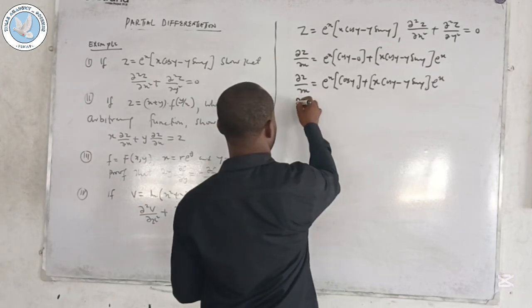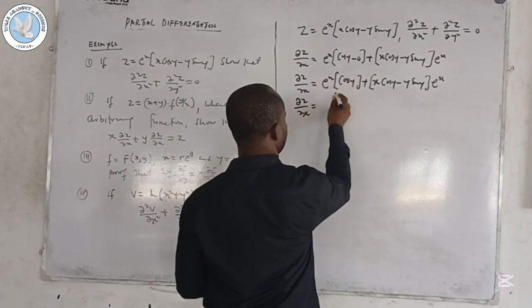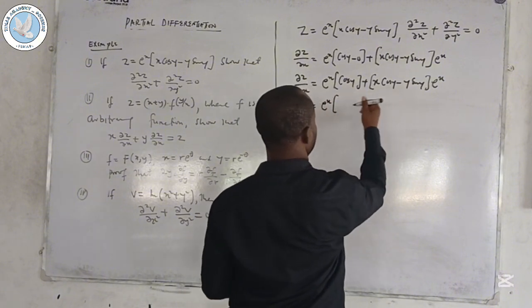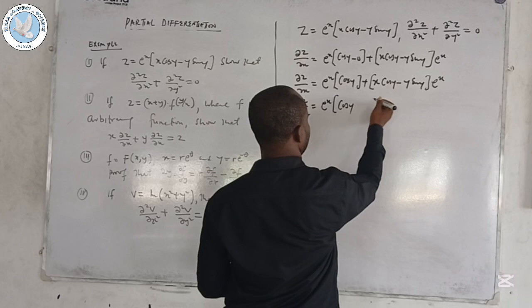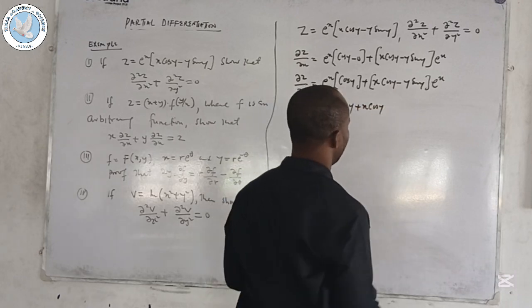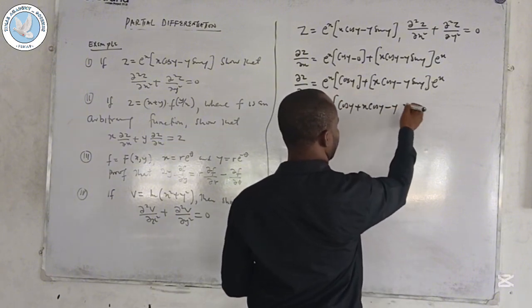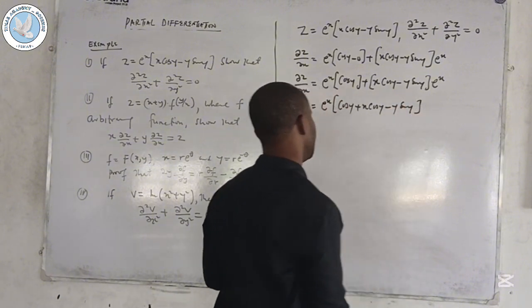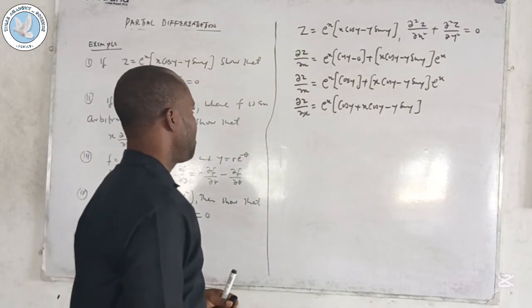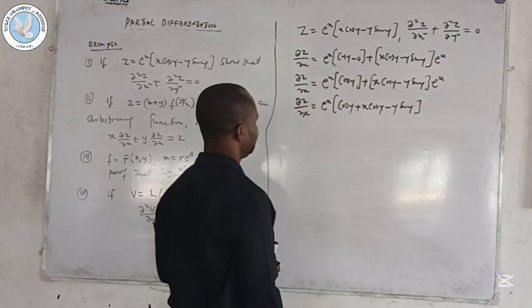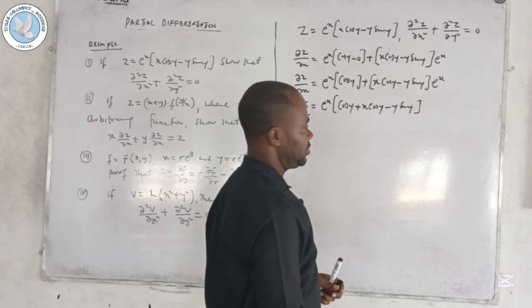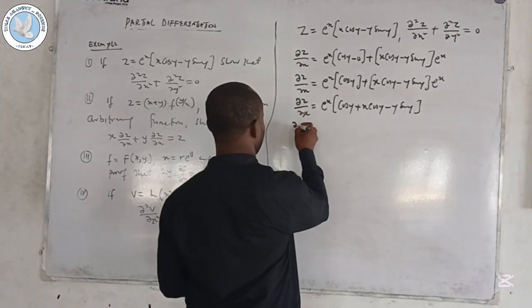So at this point we can further simplify this, and we are left with cos y plus x cos y minus y sine y. That is the answer to differentiation of z with respect to x. But we are looking at the second derivative with respect to x. So we'll further do this.